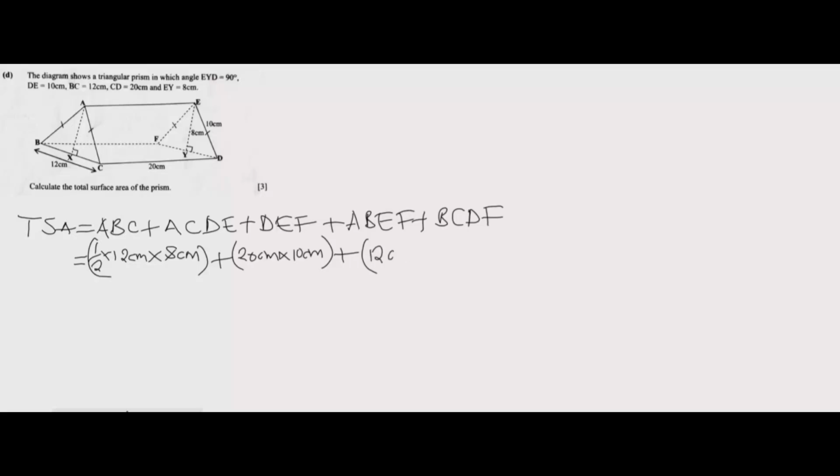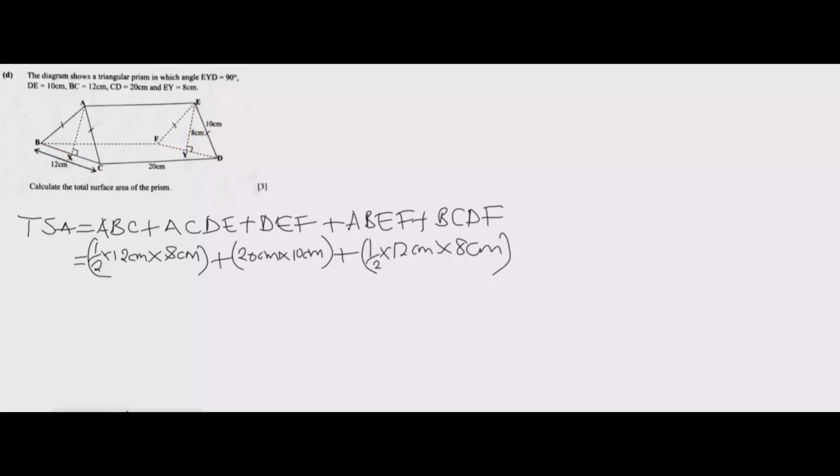Open bracket 1/2 times 12 centimeter times 8 centimeter, close bracket. This is this side here. That is where 8 centimeters comes from, and 12 centimeter comes from these, since they are the same.